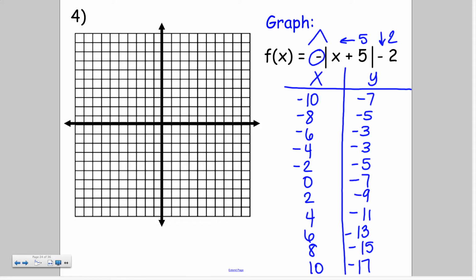All right, so let's plot these points. -10 is -7. -8 is -5. -6 is -3. -4 is -3. -2 is -5. 0 is -7. 2 is -9. And then we can't graph anymore. Now we need a vertex, so we need that point, which is going to be between the two where it comes together, the same for y. So it's going to be -5. So you plug -5 in, you're going to get -2. All right, so let's go ahead and sketch this.